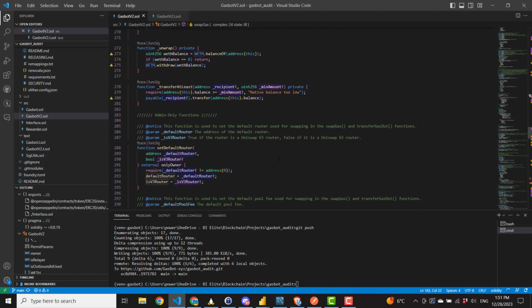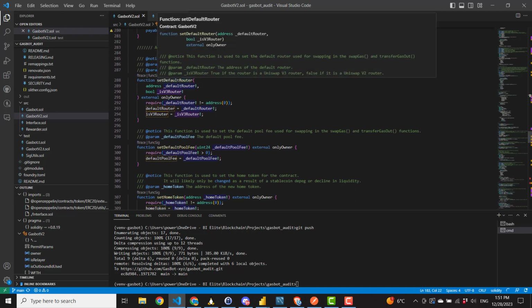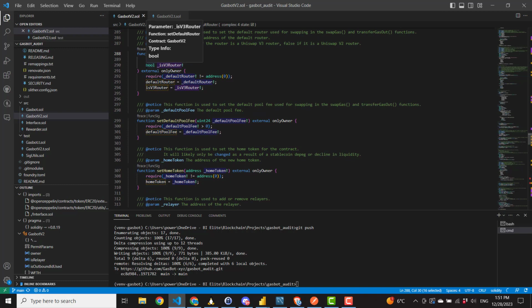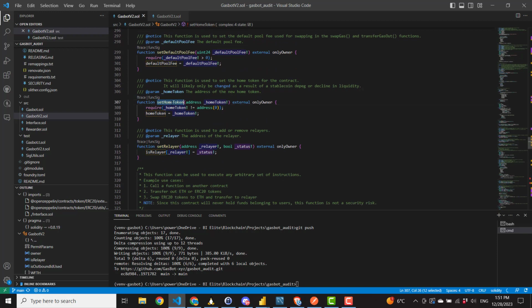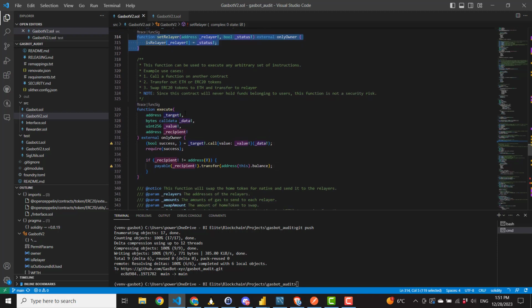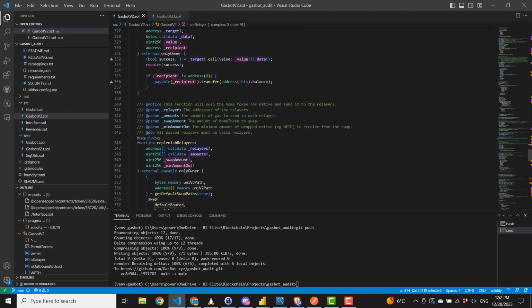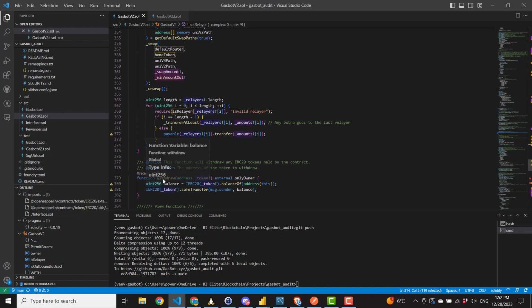That's pretty much everything for a user facing function. We also have some admin only functions like setting the default router. This also sets the V3 or V2 type, set default pool fee, setting the home token, which we don't foresee using in the future unless there's a depeg of our home token, or maybe the liquidity of the home token tanks for whatever reason. And then we also can enable or disable relayers. We also have an execute function, basically just an admin only, do whatever we need to do function, and a withdraw function as well here.